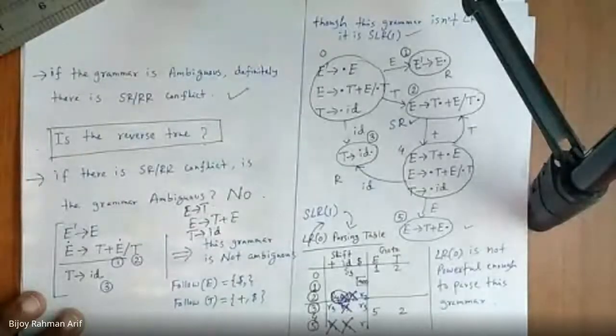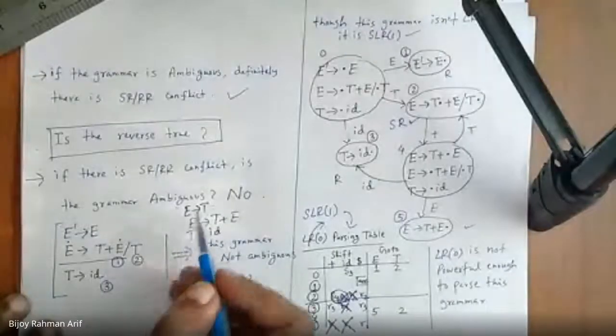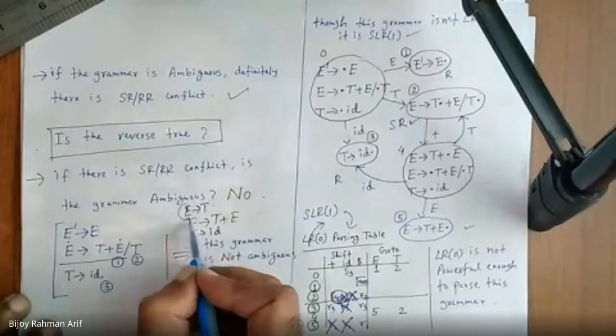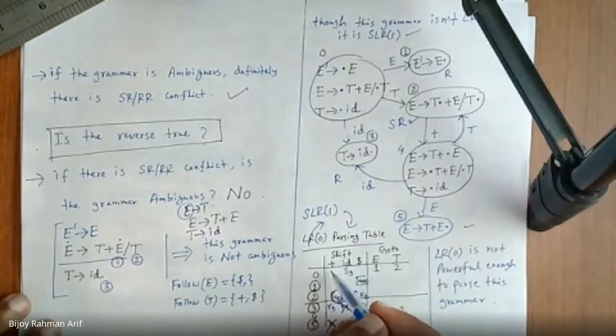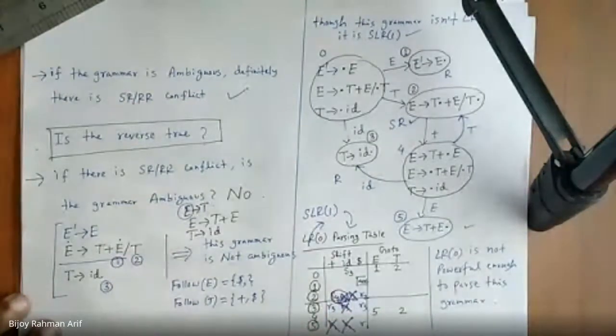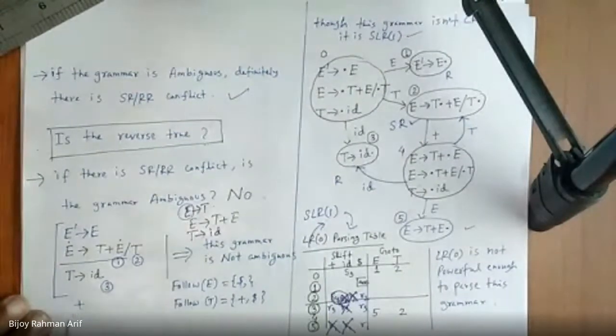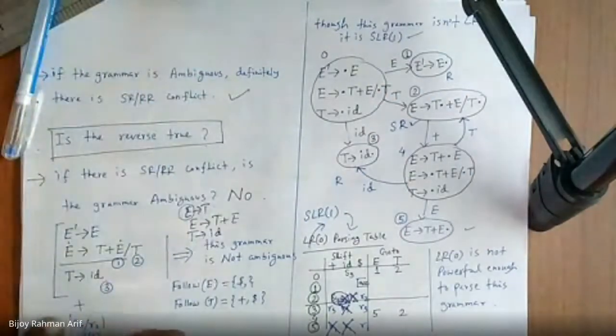Yes, there is a shift-reduce conflict. But in SLR(1), I should put the reduce move only in the follow of the LHS of this production. In this case, the LHS is E. So what is the follow of E? Dollar. So this reduce move vanishes from plus and from ID, and only remains on dollar. Then the shift is free. Initially, in plus, there is S4 and R2 in LR(0). But when I go to SLR(1), this one vanishes.